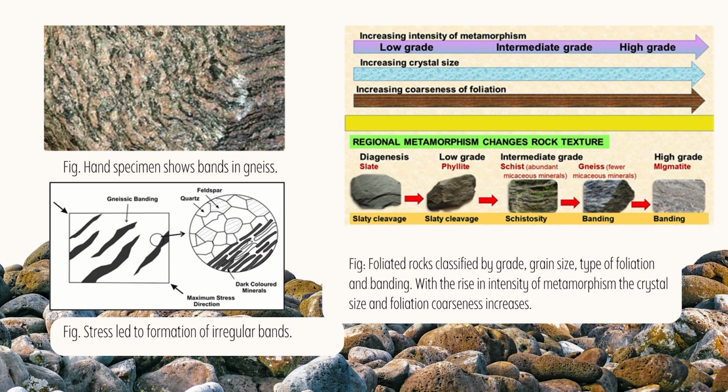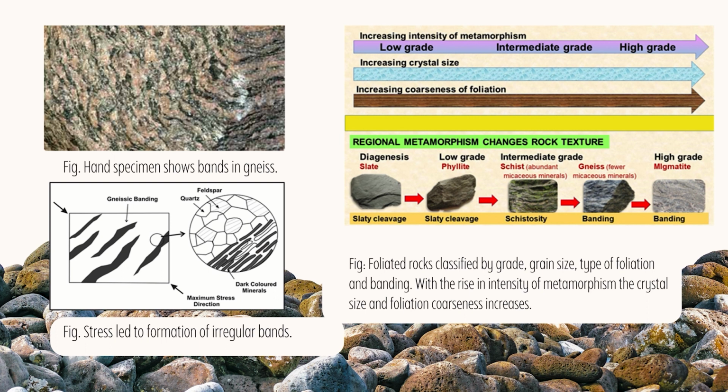Again, I am showing increasing intensity of metamorphism. The type of structures they produce depends upon the degree of metamorphism. First the low grade, then you form intermediate grade and high grade rocks. You get increasing crystal size, increasing coarseness of foliation. It is also shown with the picture.